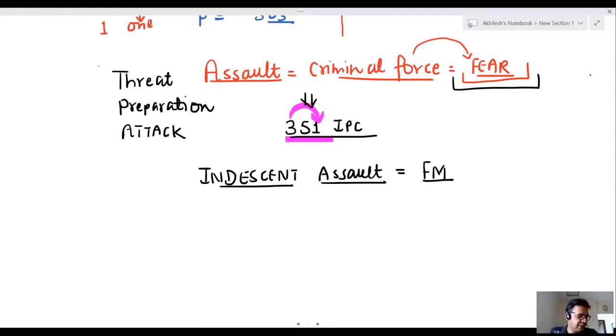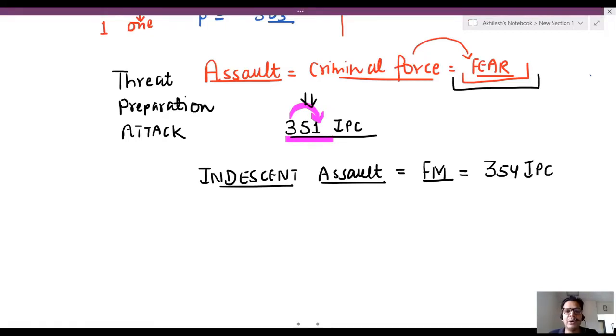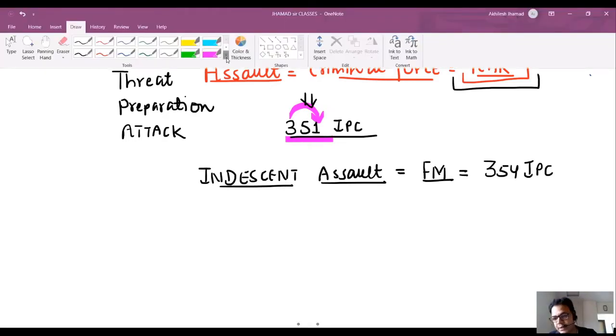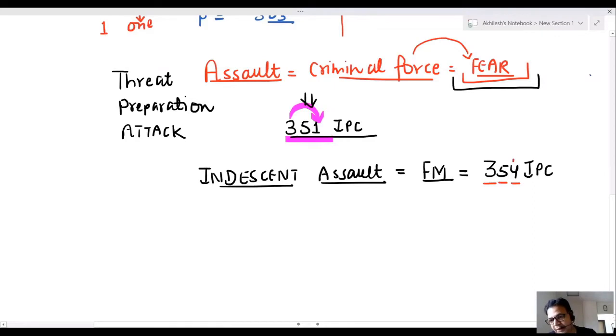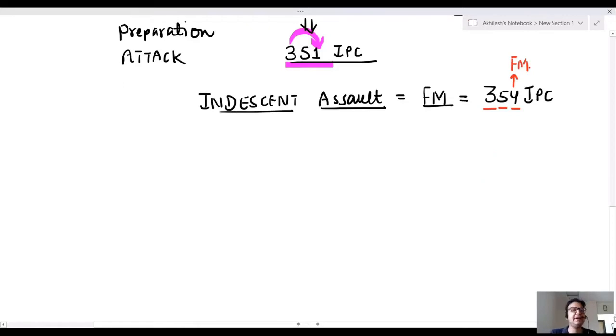Now, a very important MCQ comes. Sir, what is the IPC for indecent assault? The IPC is 354. This is a very important MCQ. Now, how to remember, sir? You are doing some indecent act with a female. 3-5 आपने किया, F for 4, F for female के साथ. This is a very simple Hindi trick. This is known as indecent assault.